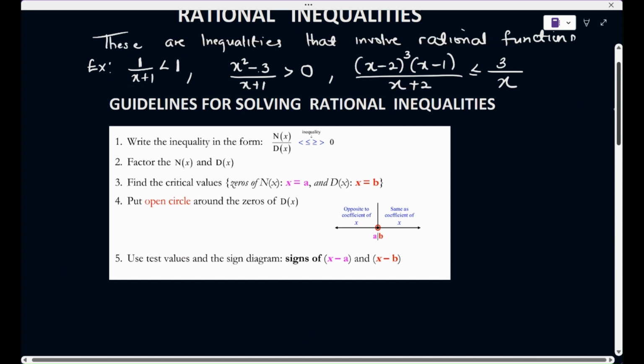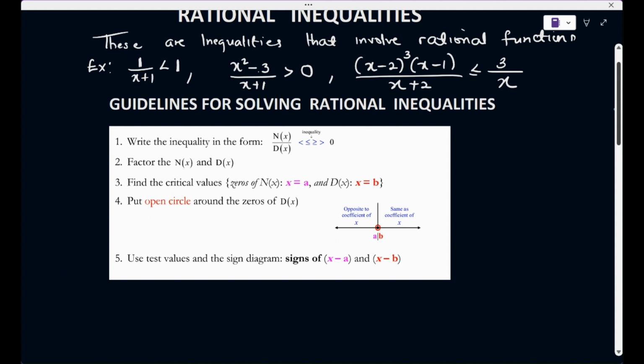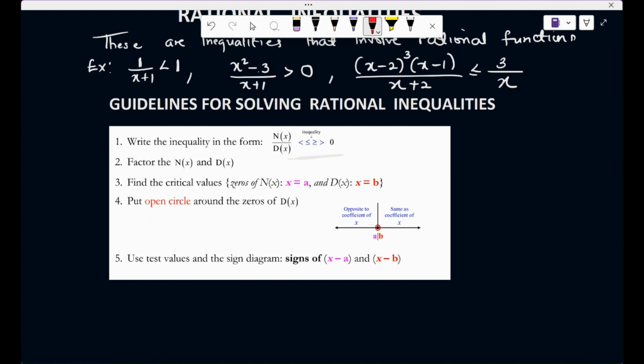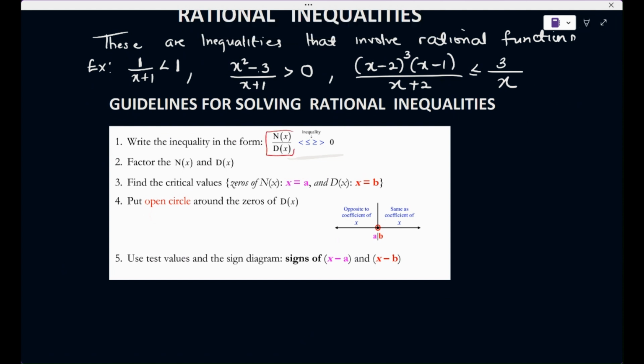The first thing is that we will write the inequality in this form. This means you have the rational function on the left hand side, the inequality in the middle, and you write 0 on the right hand side. So this is the first step.